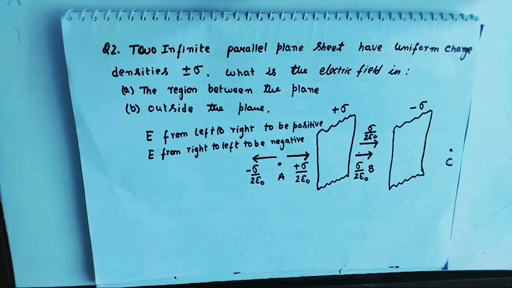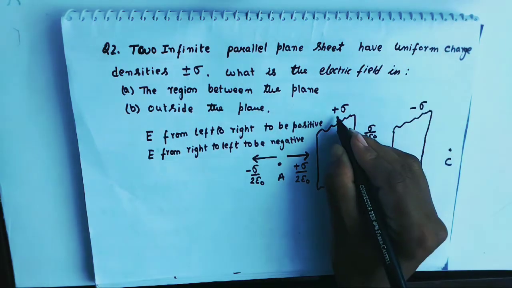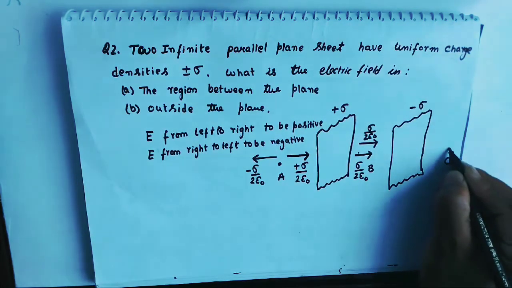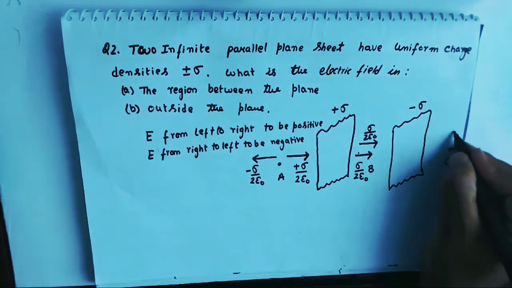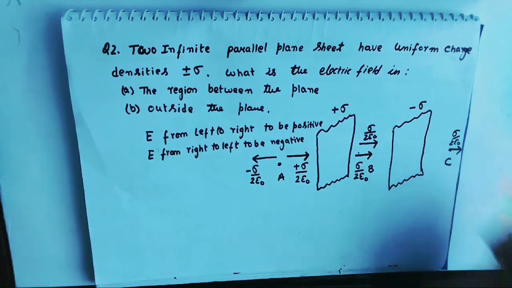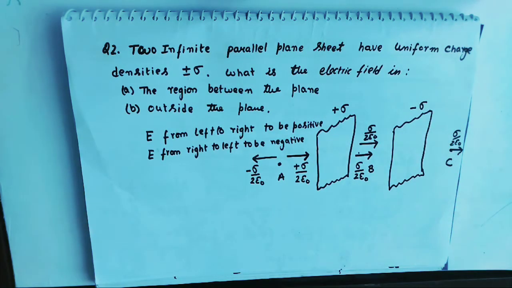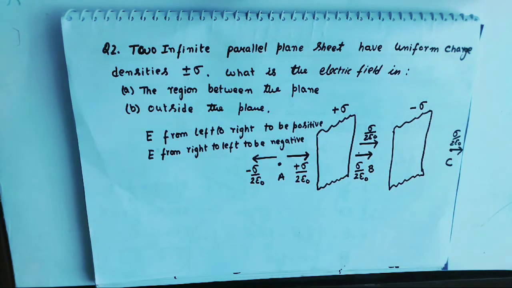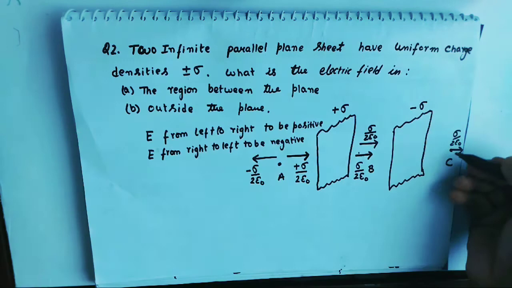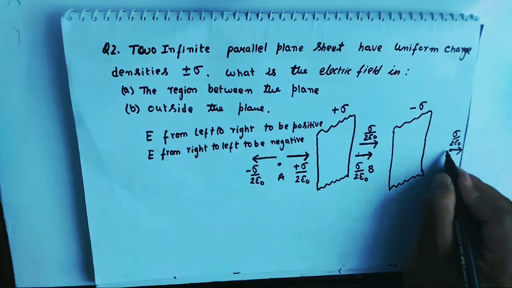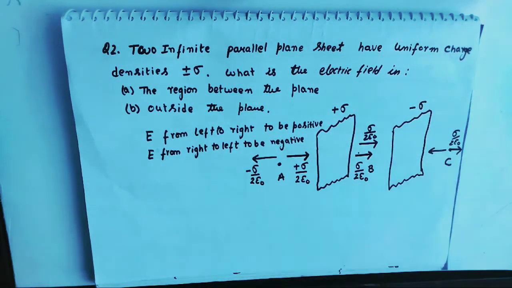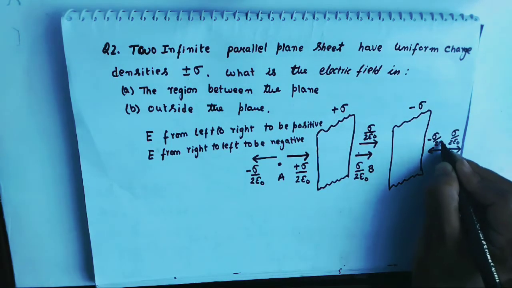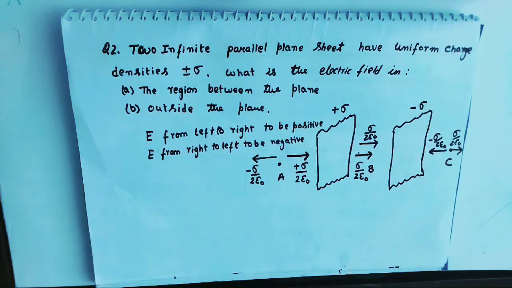Again, the electric field at C due to this plus sigma will be away from this sheet. So it is like this, sigma by 2 epsilon naught, and it will be positive. And due to this minus sigma, as we have discussed, it will be towards the negative. So this field will be in this direction. As we have assigned, this one is minus sigma divided by 2 epsilon naught.